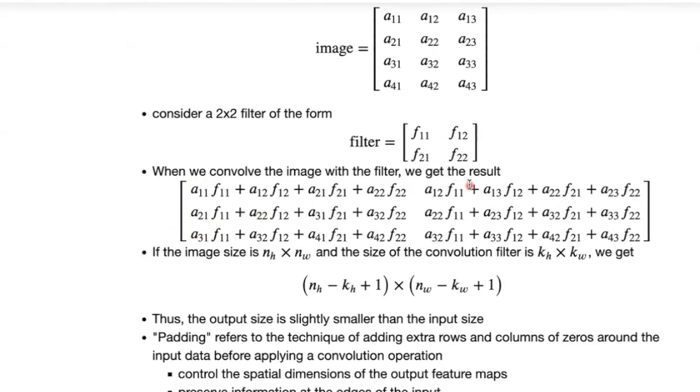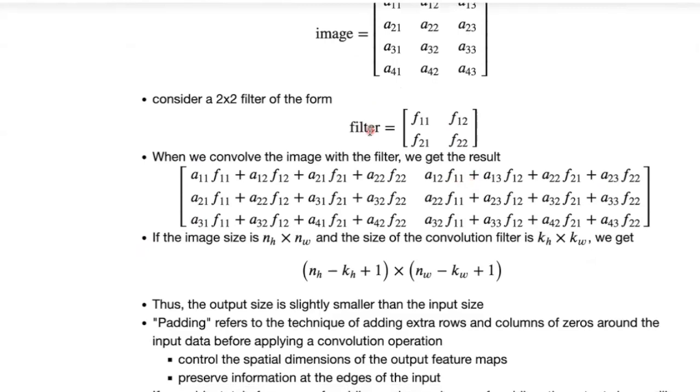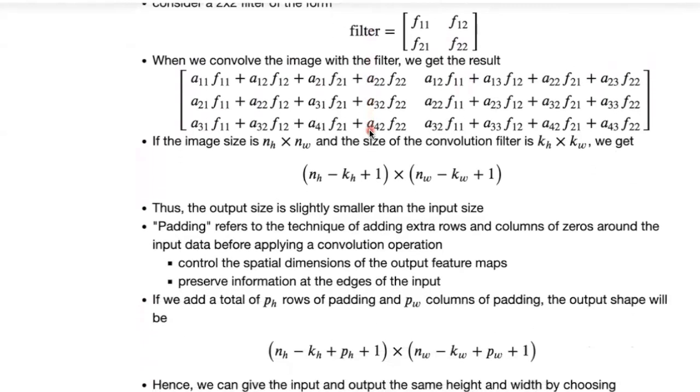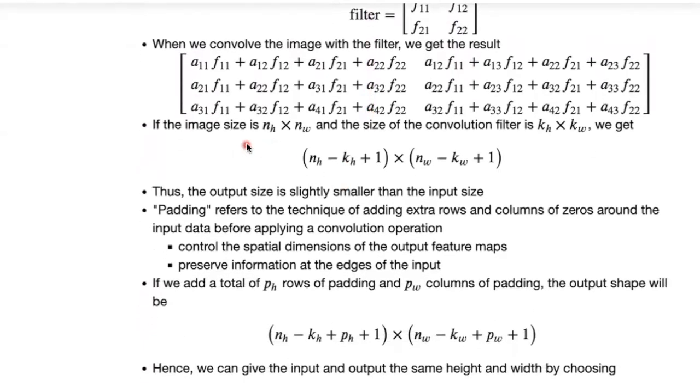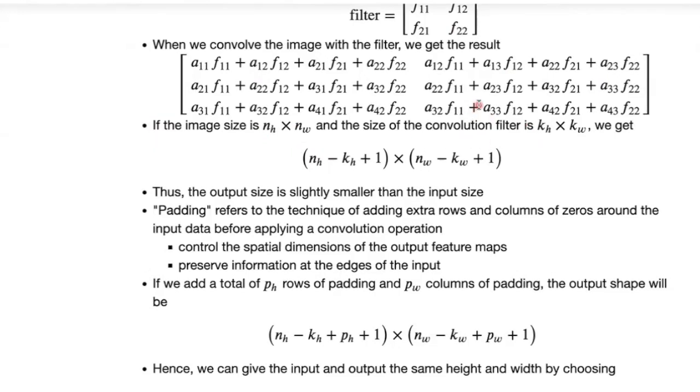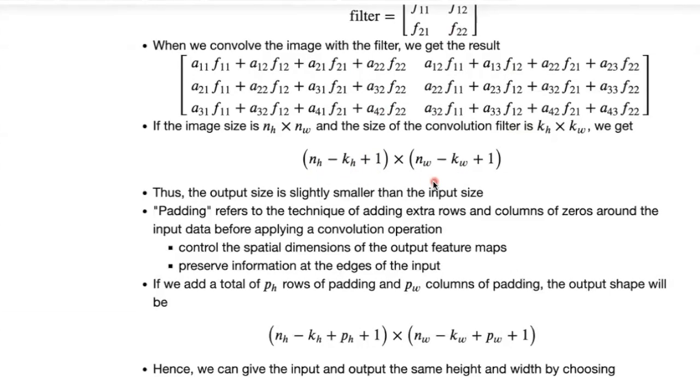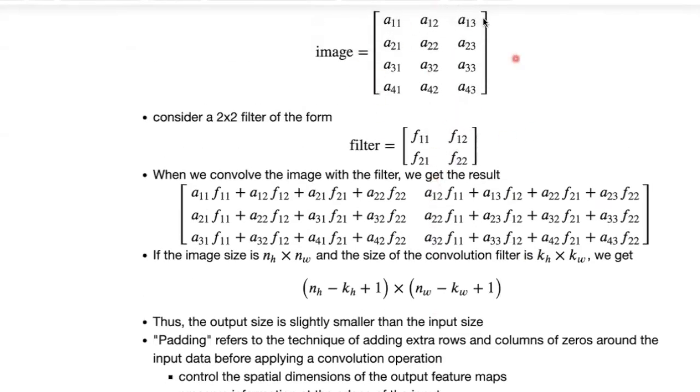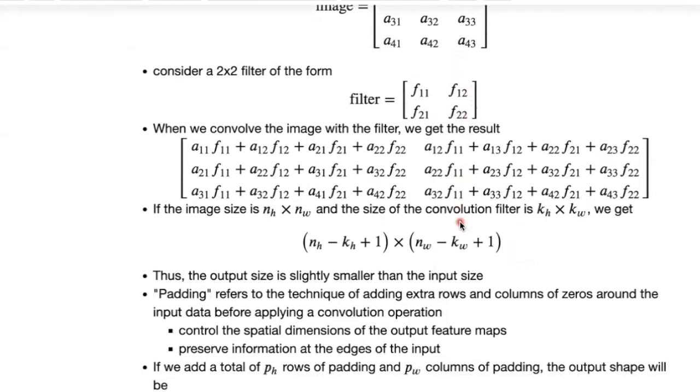So how can we find the size of this convolutional operation's output? So this actually has a general formula. So if the input is of size nh by nw, where h represents height and w represents width, and the convolution filter or kernel is of size kh by kw, then the size of the final result or the output is n minus k plus 1 in both dimensions.